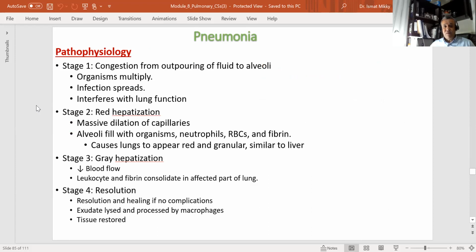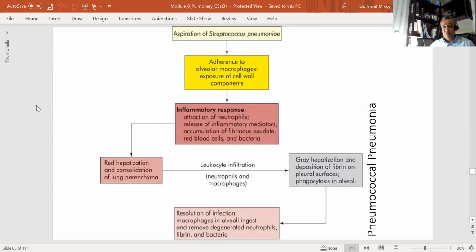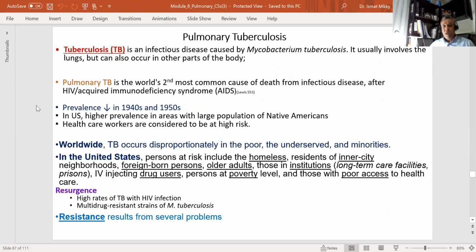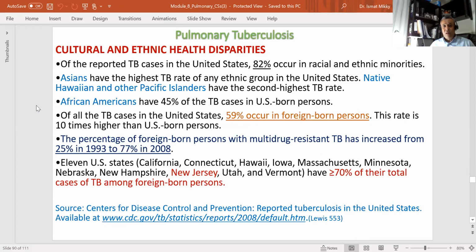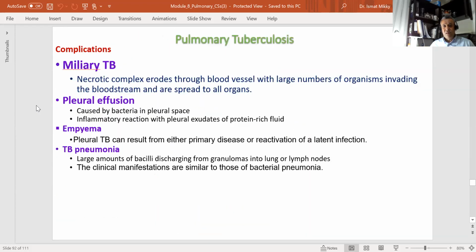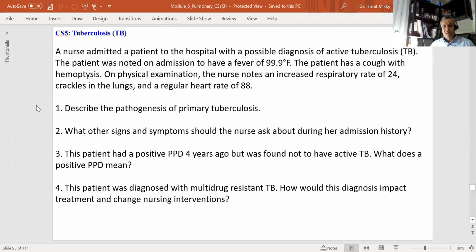This is the pathophysiology, the 4 steps of pneumonia when pneumonia develops. And then the last topic here is TB, tuberculosis. While we answer the questions on the case studies, we will be able to explain all the concepts under TB, the content of tuberculosis.